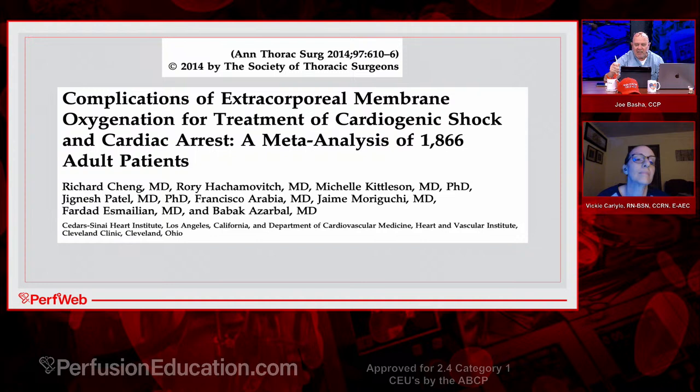So in the Annals of Thoracic Surgery in 2014, we find another study looking at the complications of ECMO for treatment of cardiogenic shock and cardiac arrest. This is a meta-analysis of 1,866 adult patients. And this is from Cedars-Sinai in Los Angeles and also the Cleveland Clinic up in Cleveland, Ohio.